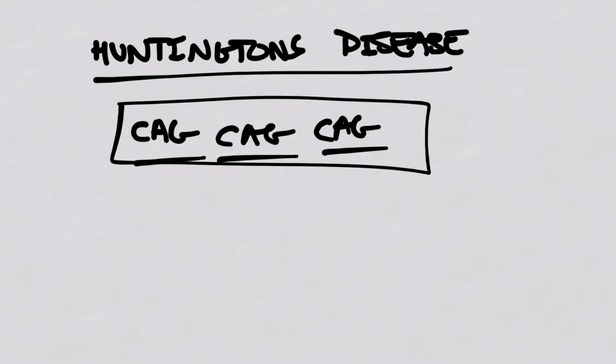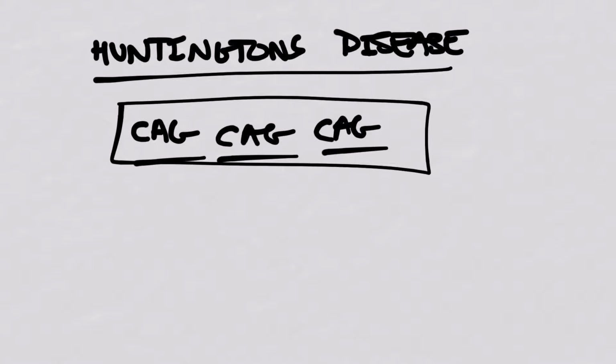When it expands beyond, I want to say like 30 or 40 repeats, then they start to exhibit the signs and symptoms of Huntington's disease. Let me do some research and make sure I got that right. Okay, yeah, so people with fewer than 36 of these CAG repeats generally don't have Huntington's disease. But if you have more than 36, you start to exhibit the signs and symptoms of Huntington's. And Huntington's is a really terrible disease.